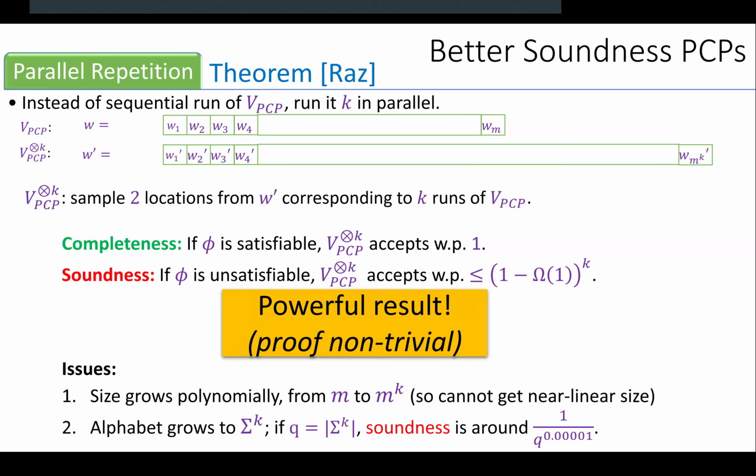And secondly, the alphabet also grows. If the original witness contained symbols from alphabet sigma, then the new one is telling me k symbols, so the alphabet is going to be sigma to the k. So it's exponential in k. This is fine, but what's bugging me here is that if you look at the relation between the alphabet and the soundness, the alphabet is some q, and the soundness is like 1 over q, some small number. So we want a better trade-off than that.